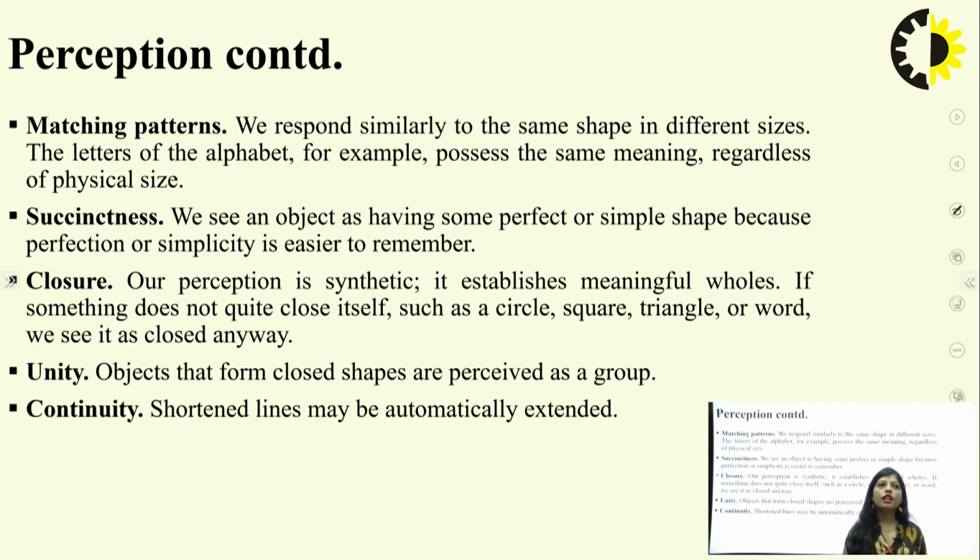The next characteristic is matching patterns. In matching patterns, we respond similarly to the same shape in different sizes. The shape is the same, but they differ in size. The letters of the alphabet, for example, possess the same meaning regardless of physical size. For example, if we have the alphabet A, and another A of a different size, one big and one small, they both have the same meaning but are in different sizes. This is called matching pattern.